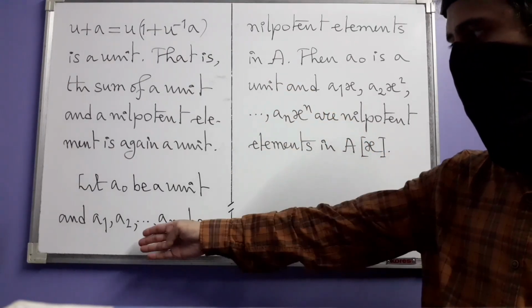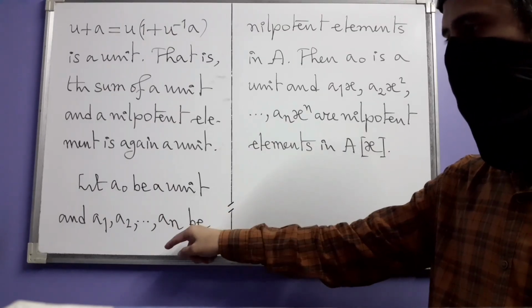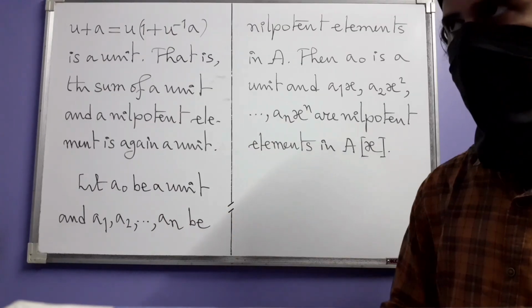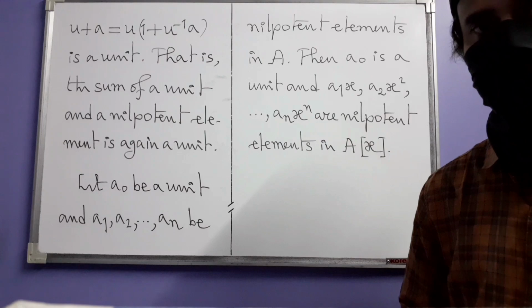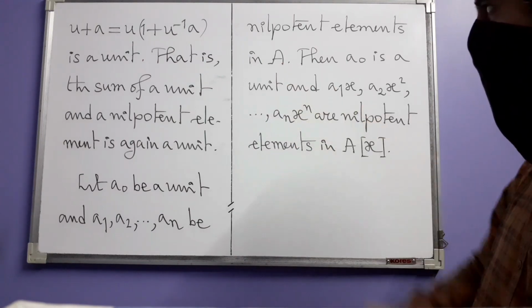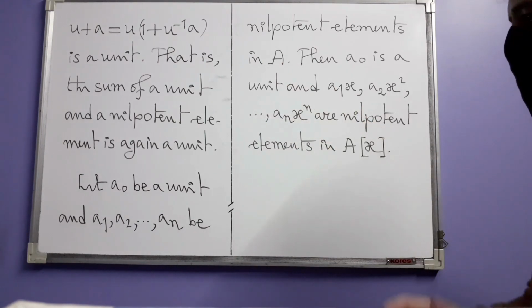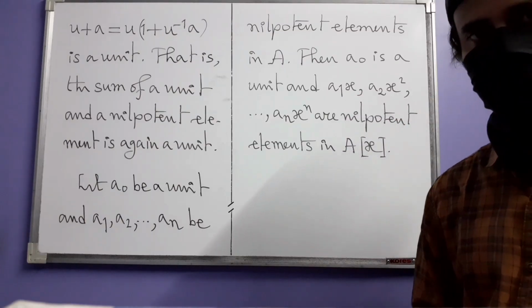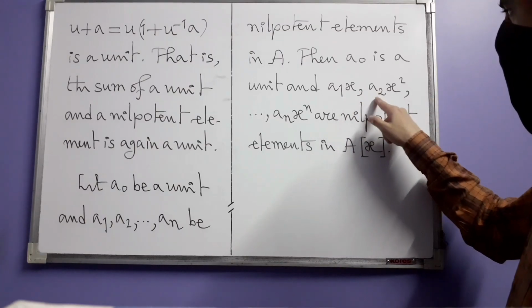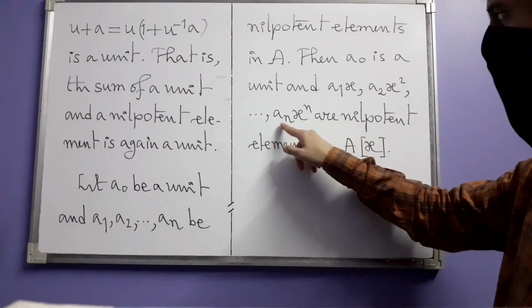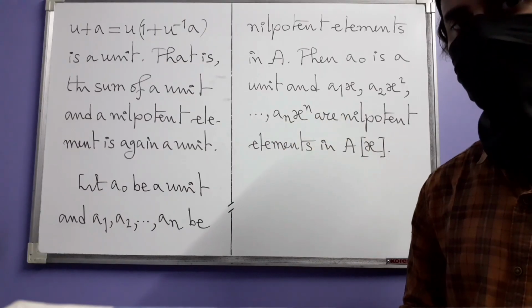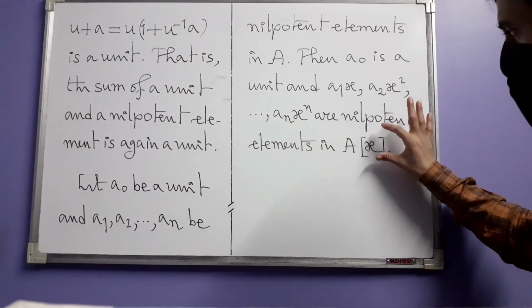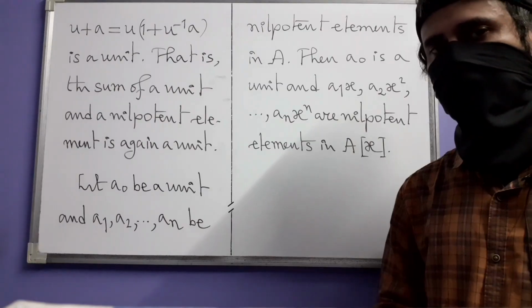And what about these other ai? These are given to be nilpotent elements in the ring A. And that's why we are saying that these polynomials, a1x, a2x squared, all the way up to anx to the power n, are nilpotent elements in the polynomial ring A[x]. How?